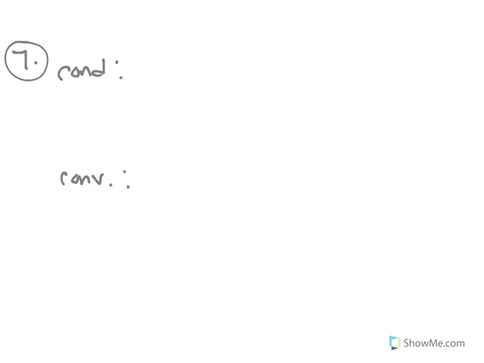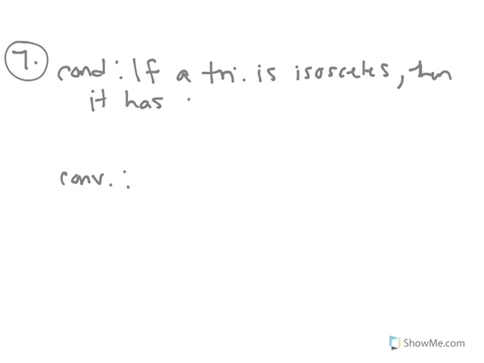All right, number 7, is this statement biconditional? A triangle is isosceles if and only if it has two congruent sides. We have to write out the conditional and the converse. So the conditional is going to be if a triangle is isosceles, then it has two congruent sides.